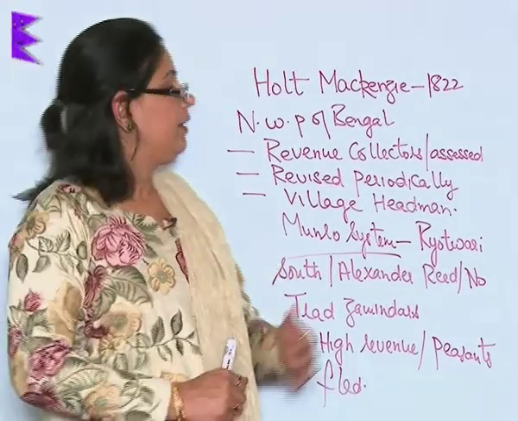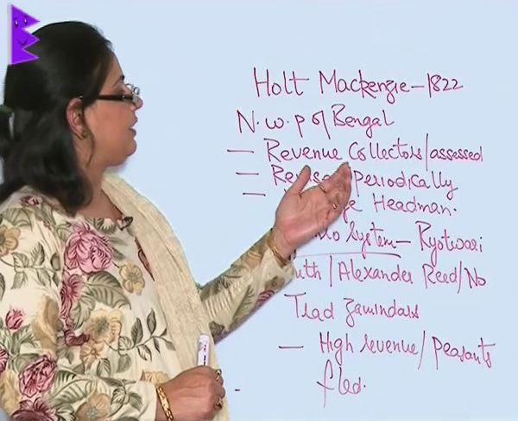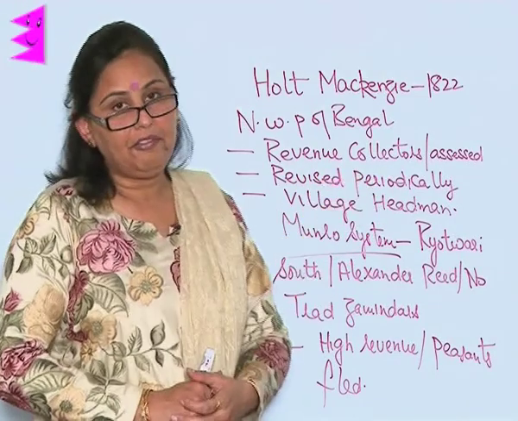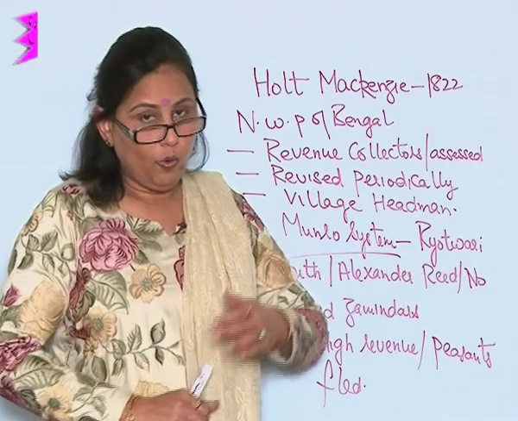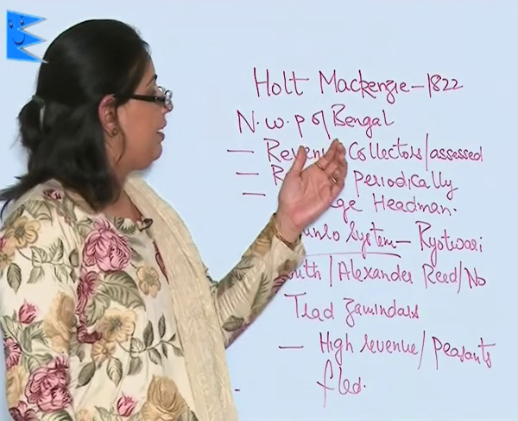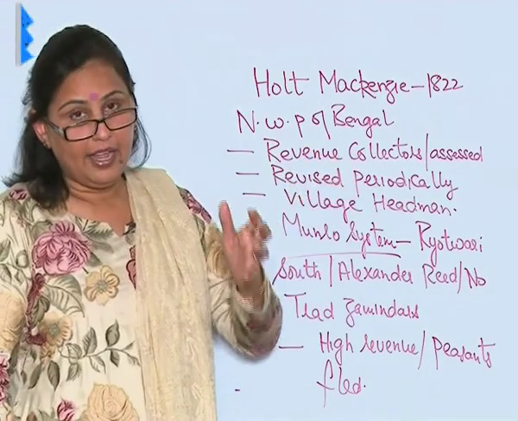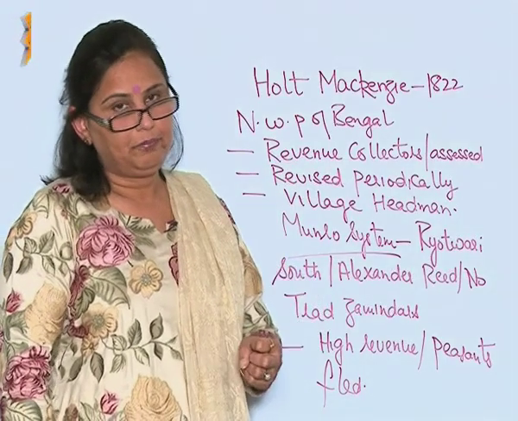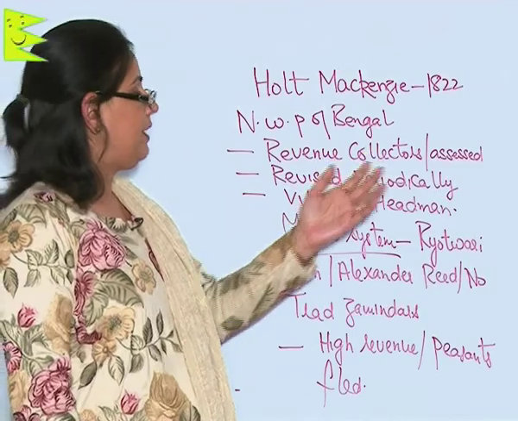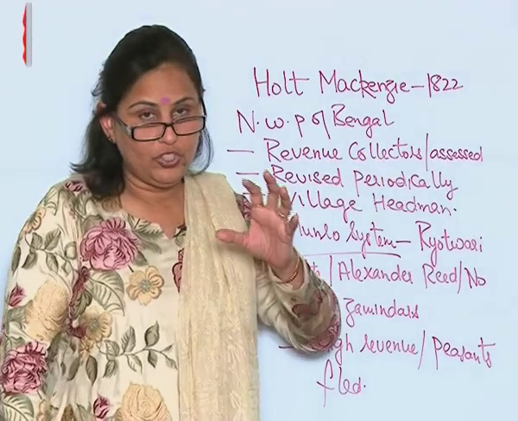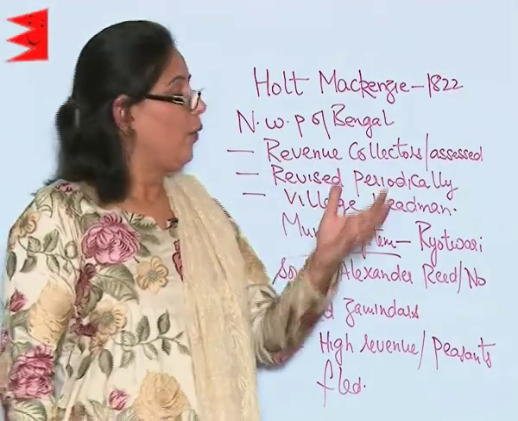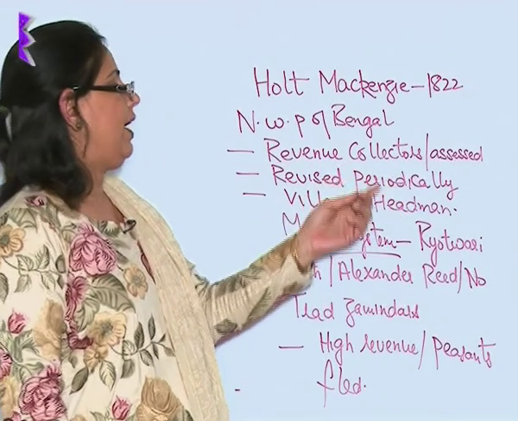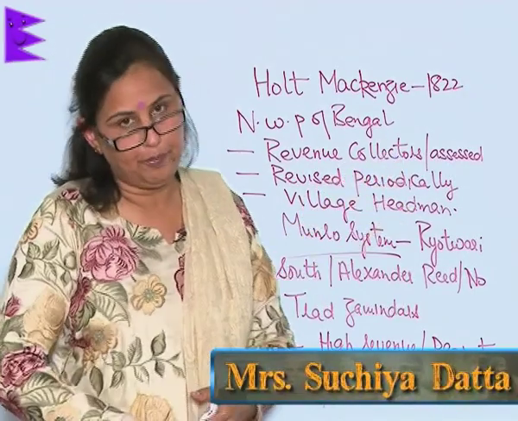So, here the British thought that they would have collectors who would go and assess the land and assess how much revenue can be collected. There were no zamindars in between. It was generally the village headman who would collect the revenue and give it to the East India Company.